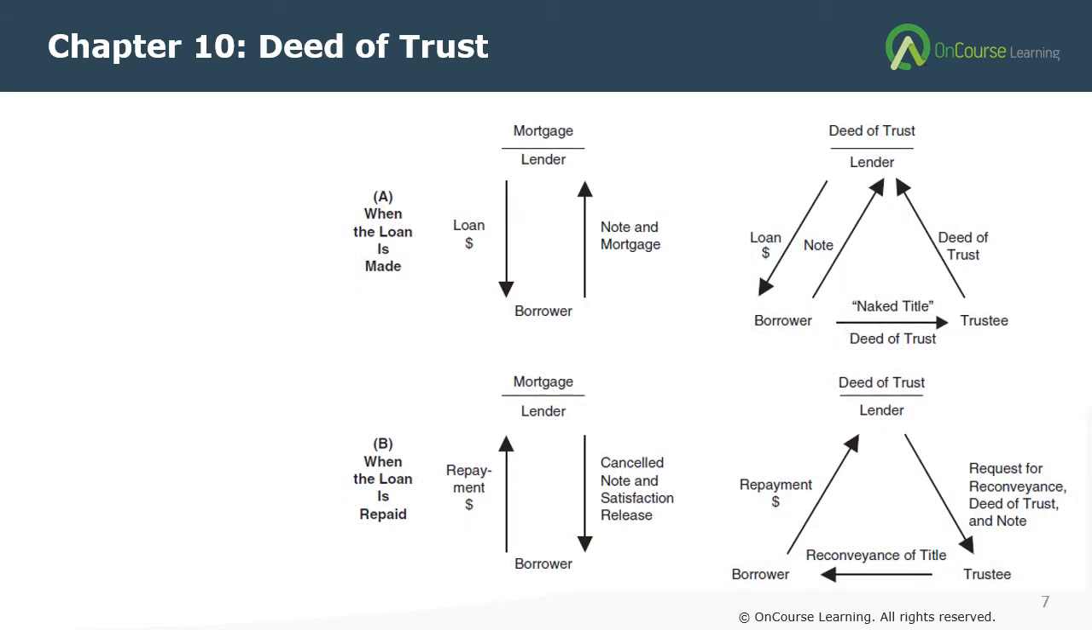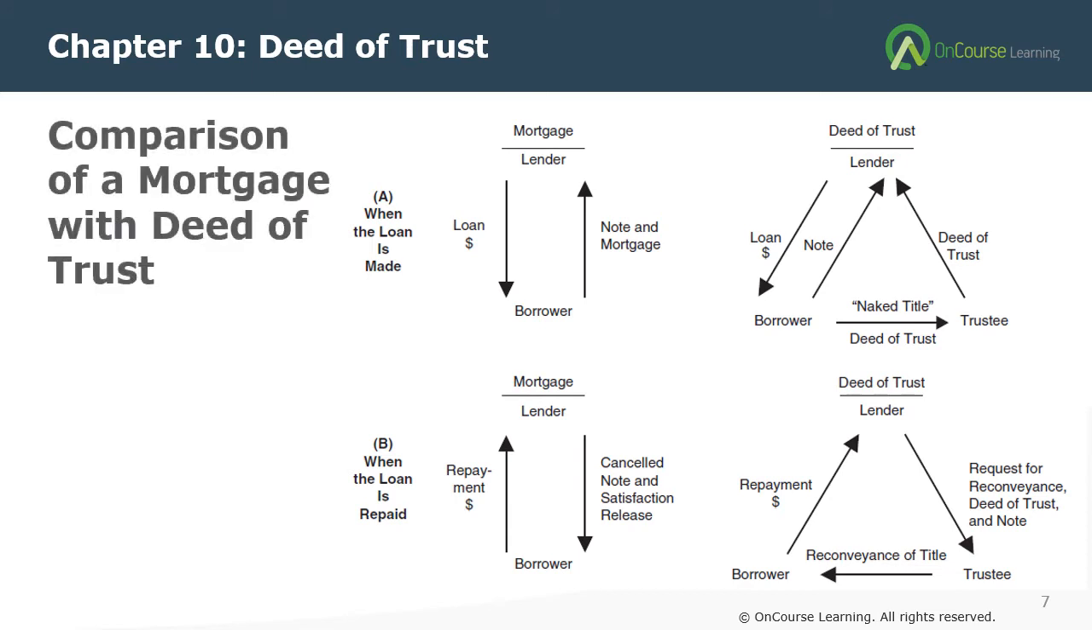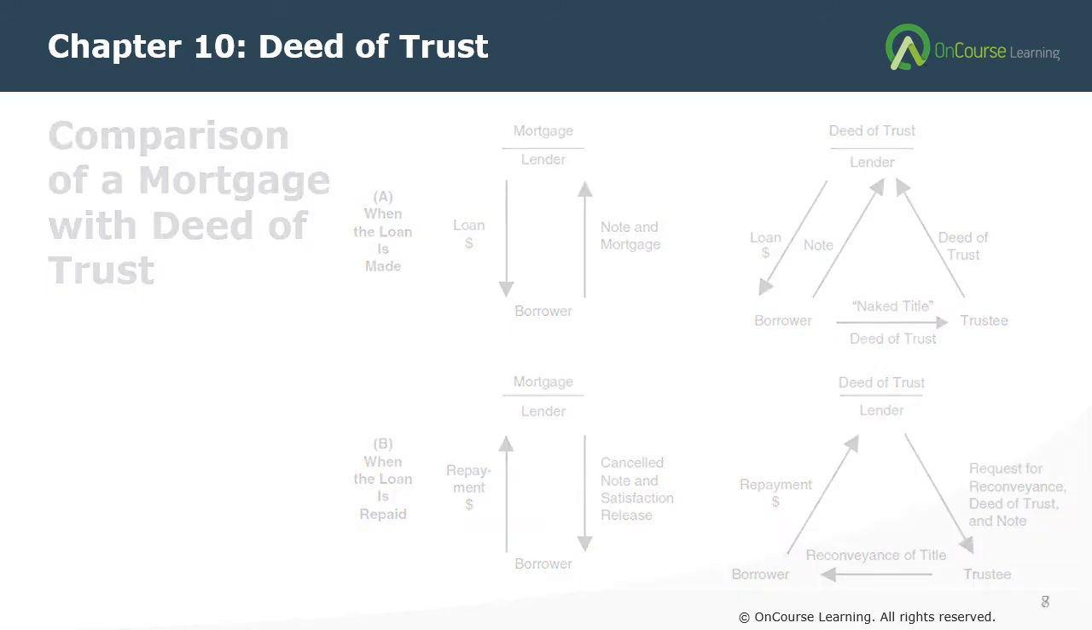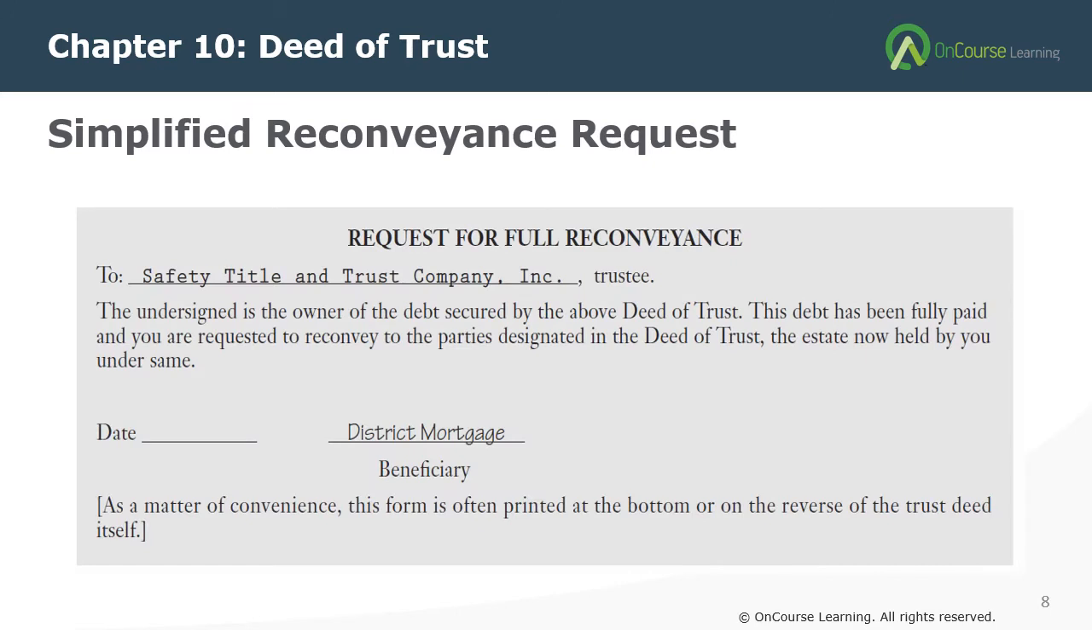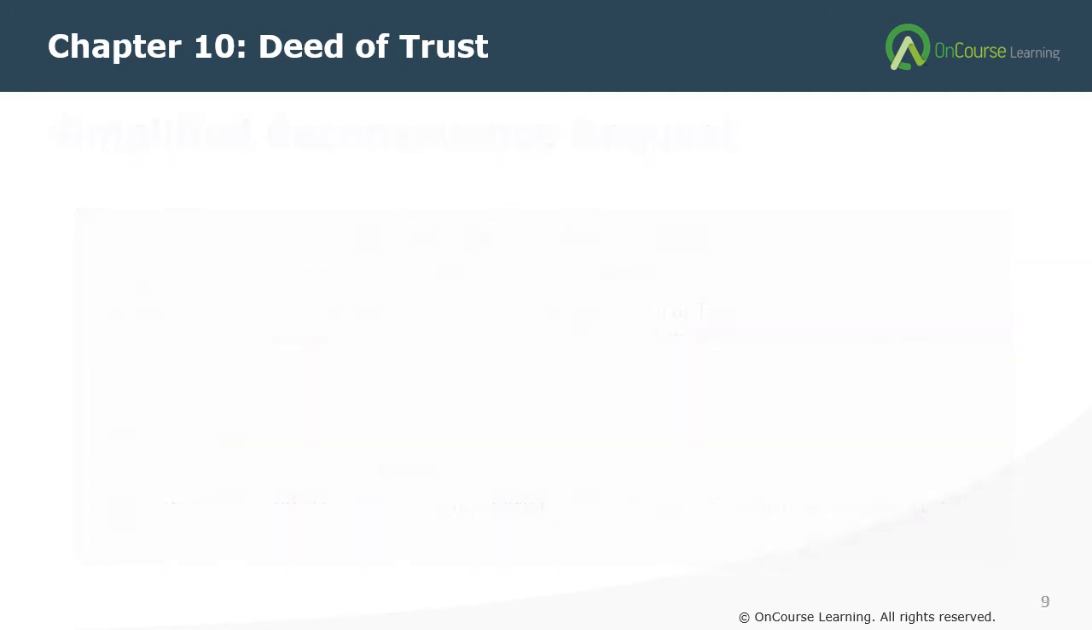Here is a graph of the differences between a regular mortgage, where we have two parties, and the deed of trust, where we have three. And in terms of the reconveyance, this is an example of the request for full reconveyance.